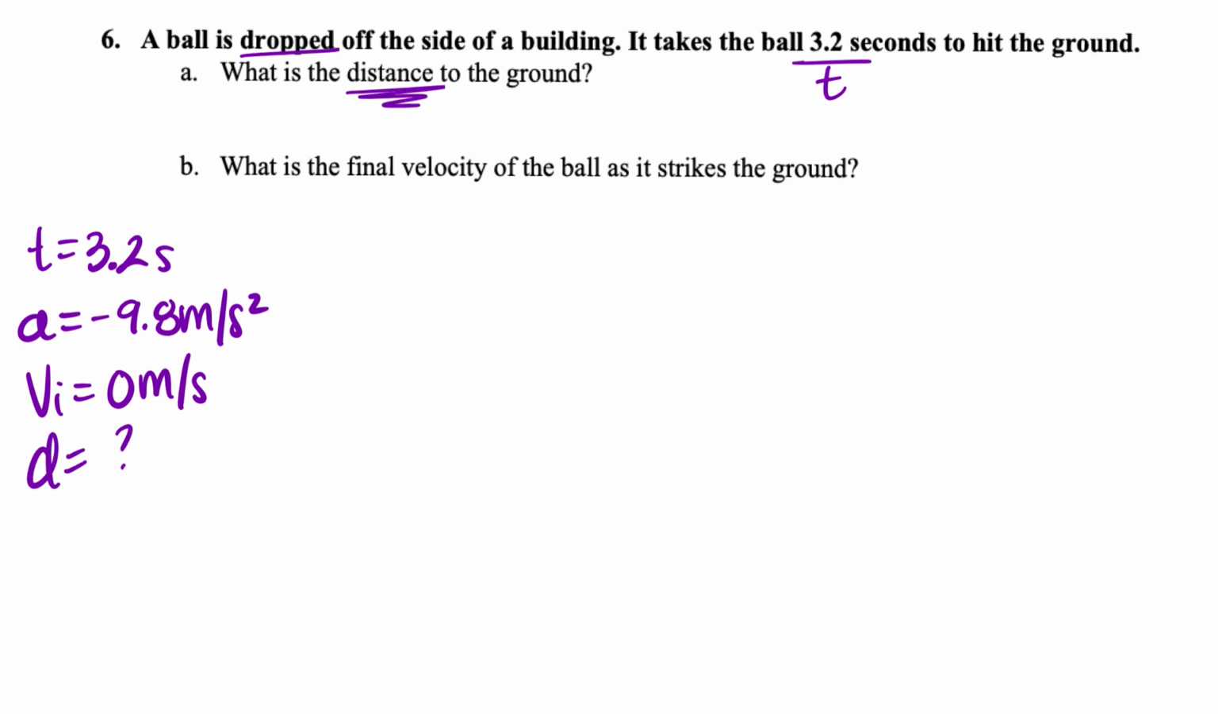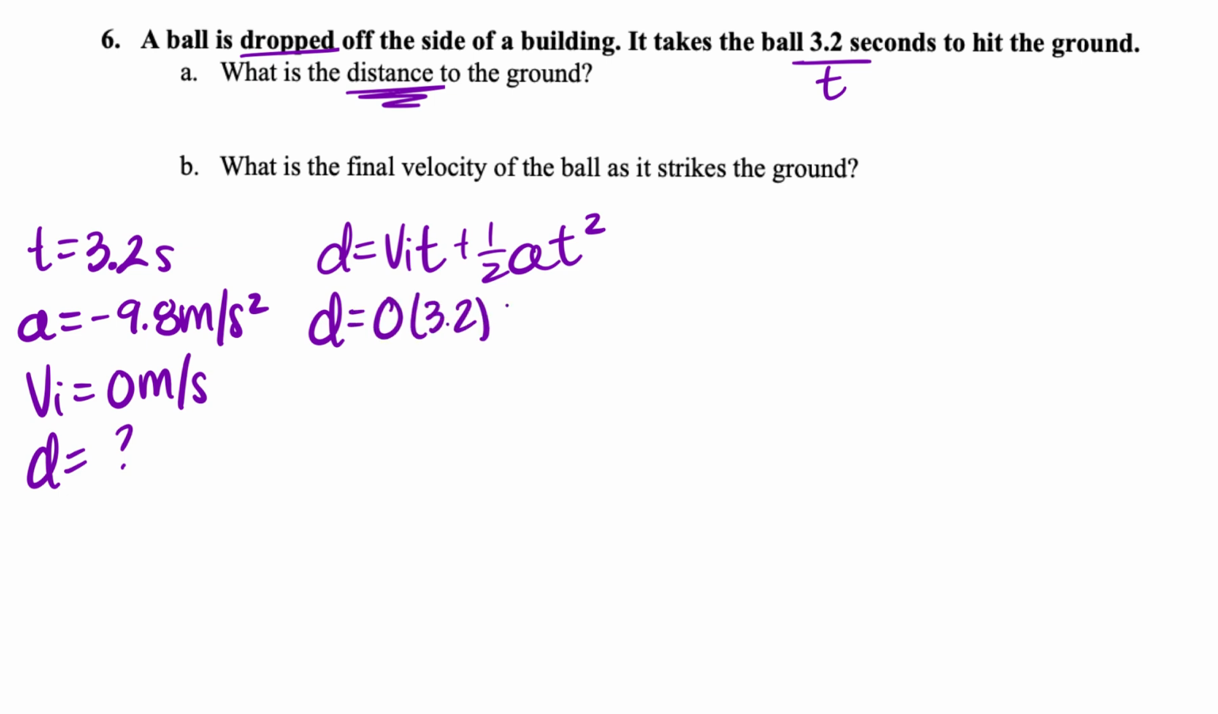So I want a formula from my formula sheet. The one I'm going to pick includes time, acceleration, initial velocity, and it's got to include distance because that's what I want to solve for. So the one that works best is distance equals initial velocity times time plus 1/2 times acceleration times time squared. Now we can plug in what we know. We want to leave d as the letter because that's what we're solving for. Our initial velocity is 0 times 3.2 plus 1/2 times negative 9.8 times 3.2 squared, right?